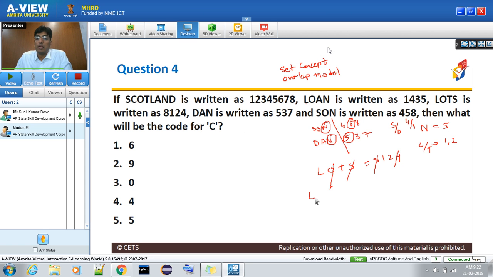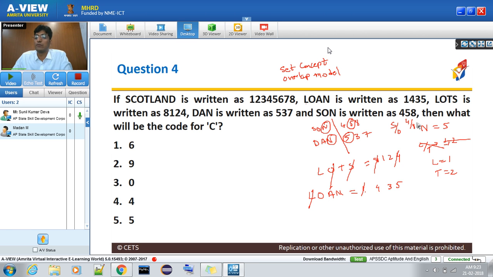Now look at LOAN. LOAN is written as 1, 3, 5. What is L? L is either 1 or 2, but in this code, while we have letter L in the word, we have only 1 here, which means L should be equal to this 1. If 2 is also present in this word, I would have been confused. So L is equal to 1, T is equal to 2. We can cancel this out. Now we have similarly O and A.